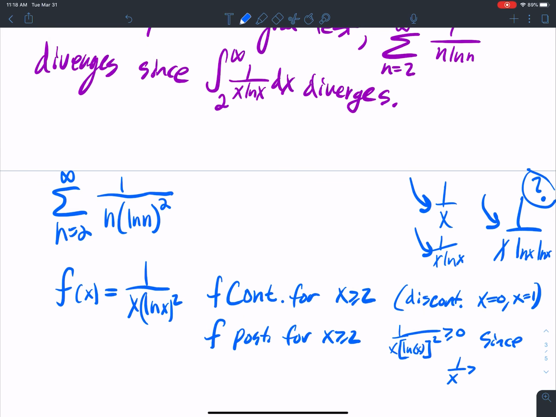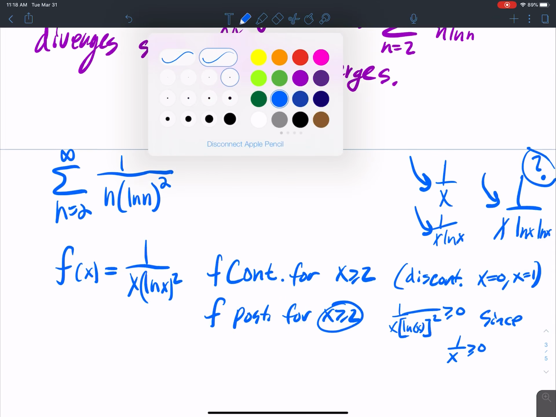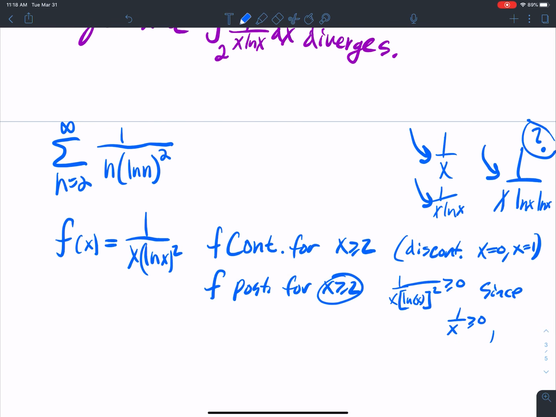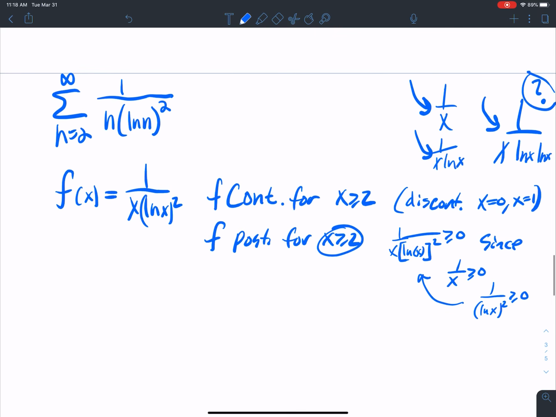1 over x is positive, right? We know this to be true, then 1 over x has got to be positive. And then 1 over ln x squared, if I square something, it's going to for sure be positive. So that makes that true. Positive number and a positive number. Okay, and we know that it's greater than 0 for sure, because x is greater than or equal to 2. And then f is continuous, we could use decreasing for x greater than or equal to 2.